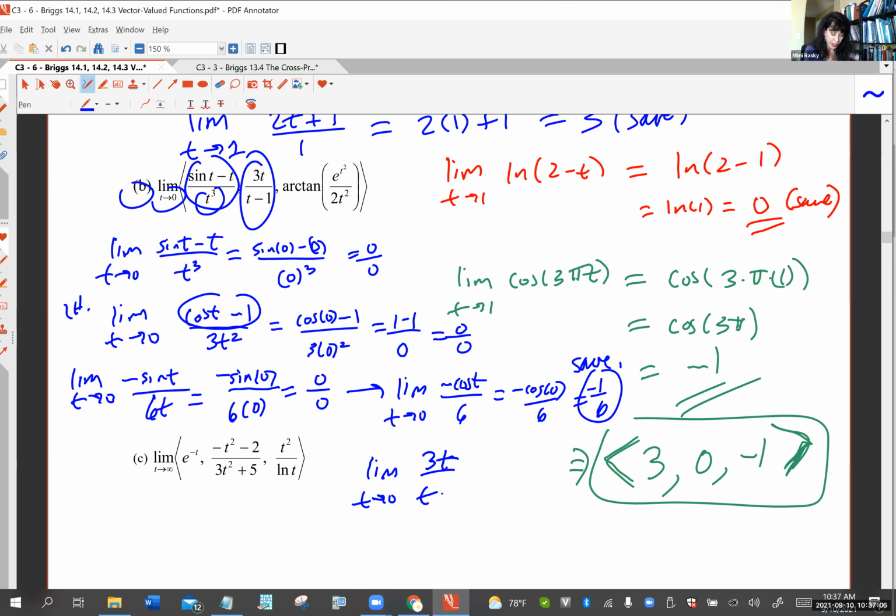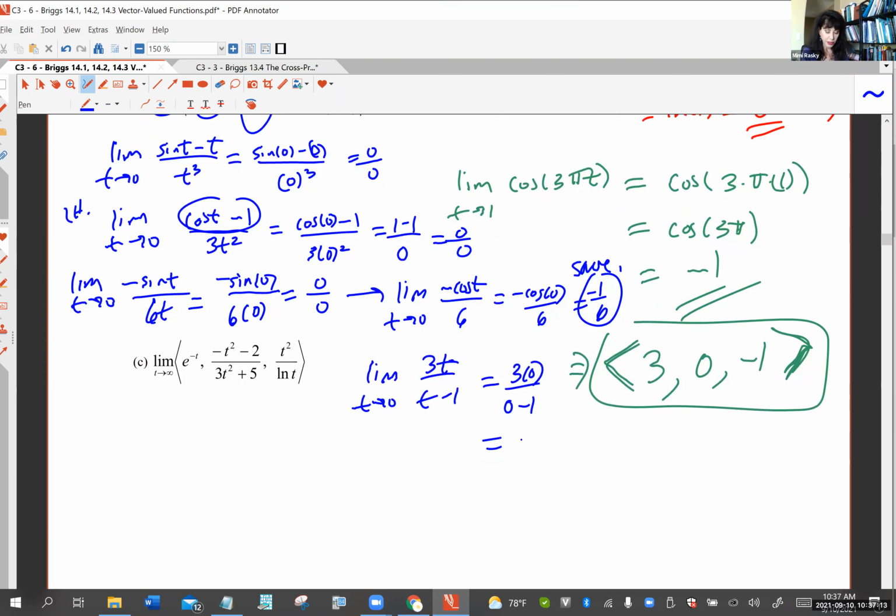3t over t - 1. Let's use direct sub. Should I use L'Hopital's on this? No. No, this gives a result. What is 0 divided by -1? 0. Yeah, it's just 0. Not trying to trick you, but some people go, oh, that's undefined. 0 in the numerator. Okay, so save this for later.